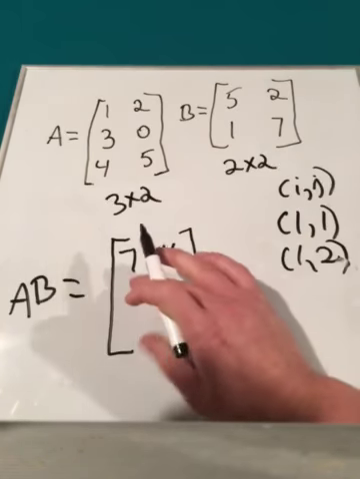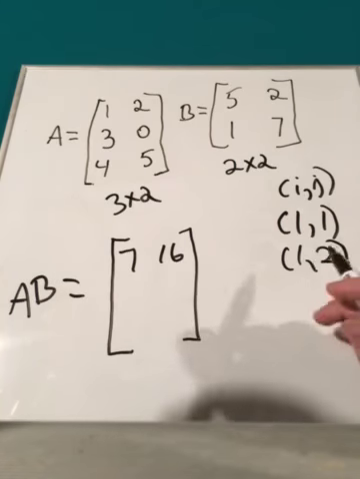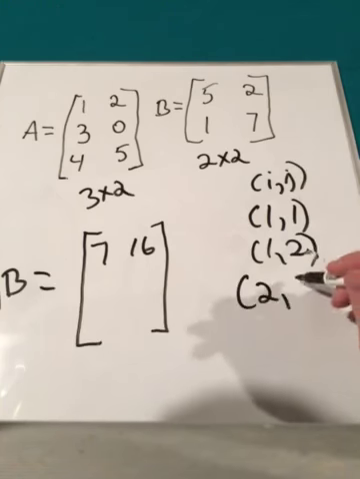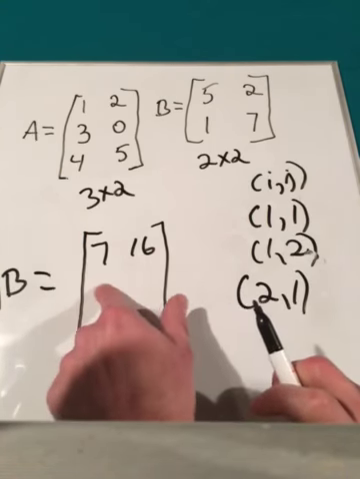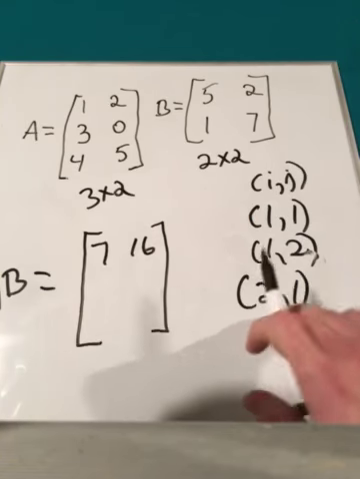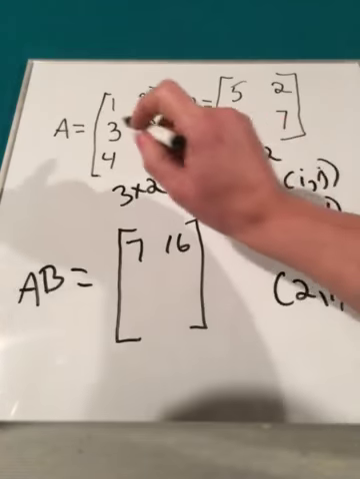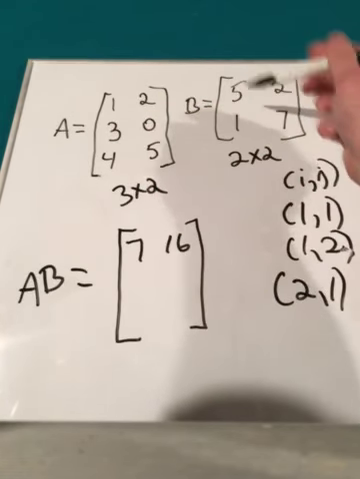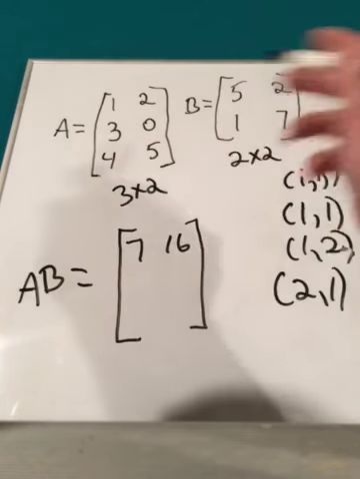And then we just finish. We just go down here. And now we're in our second row. So our next entry is going to be our second row and our first column, right? It's the dot product of the second row of A with the first column of B. Okay, so that's 3 times 5, 15, plus 0 times 1. Well, that's 0, so that's 15.